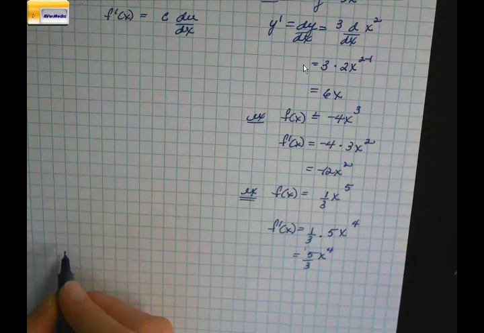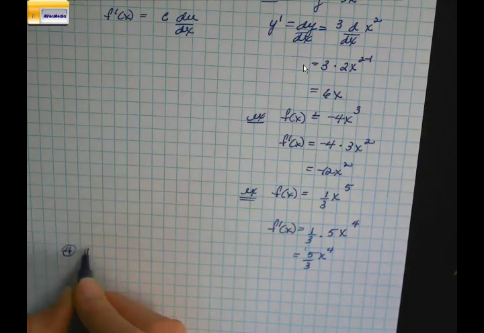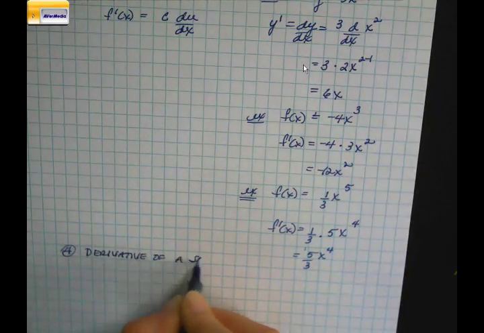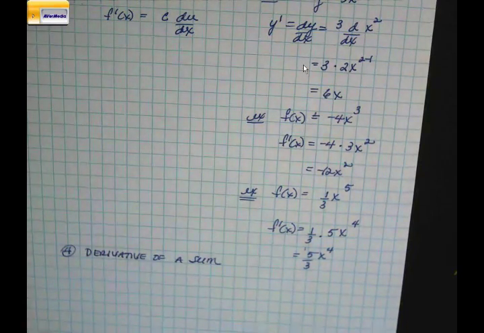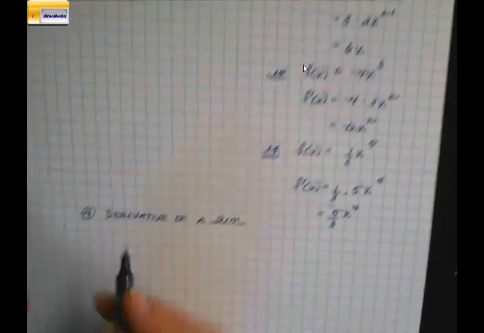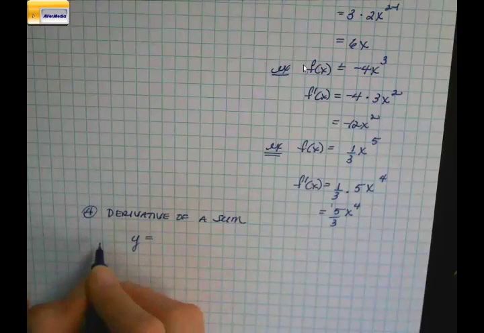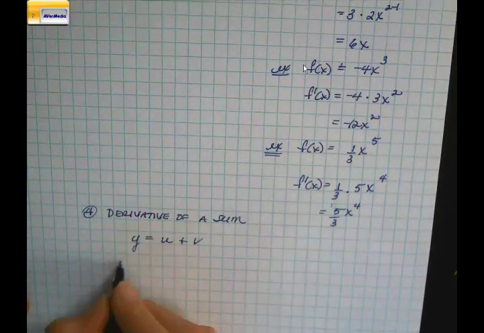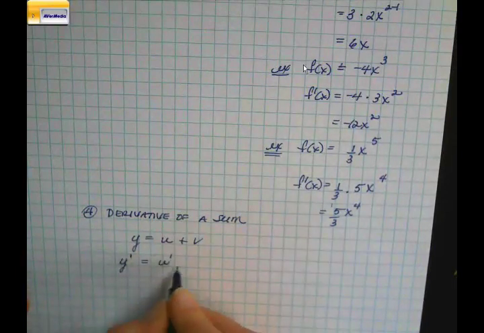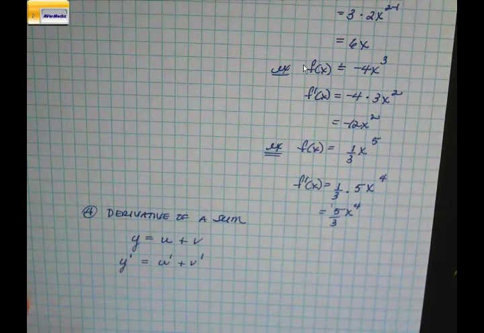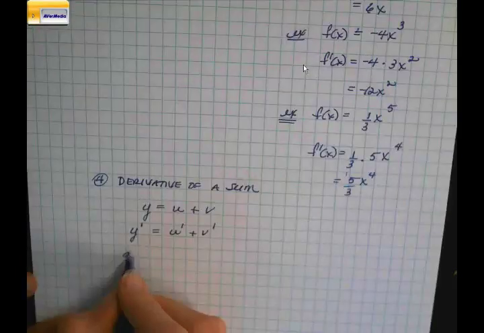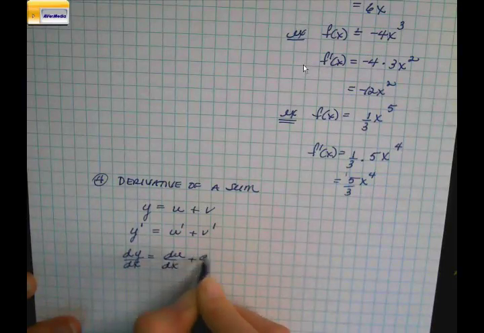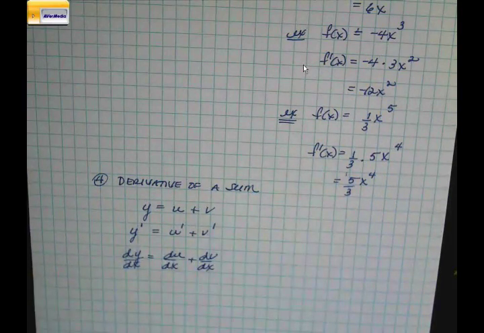Okay, then we have, and this is really no big deal, the derivative of a sum. If your function, we'll call it y instead of f of x, equals u plus v, then to write it simply, y prime equals u prime plus v prime. Take the derivative of u and take the derivative of v. But this also is saying that dy dx equals du dx plus dv dx. Okay, all these notations.